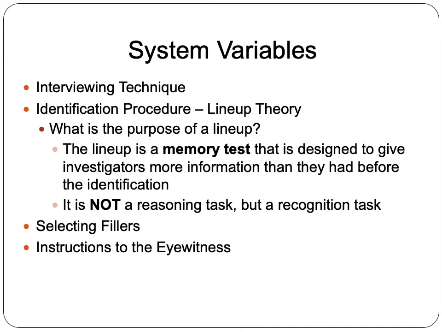what we should do is, if we're going to use a lineup, and we're going to structure it as a simultaneous lineup with 6 pictures all at once, 5 of those people should be known innocent people. Now I know what you're thinking. How could you possibly say they're known innocent people?